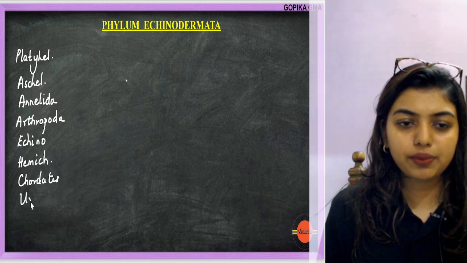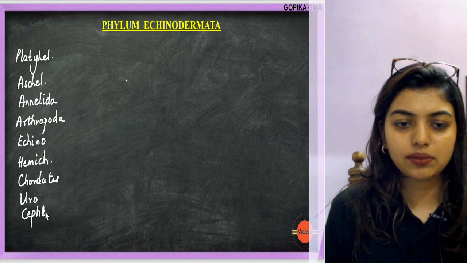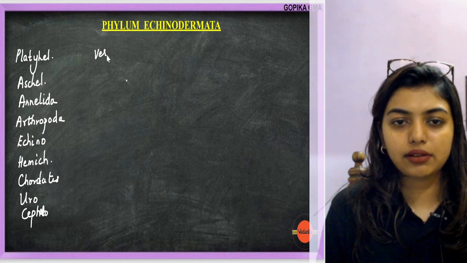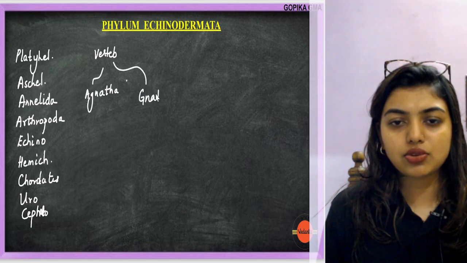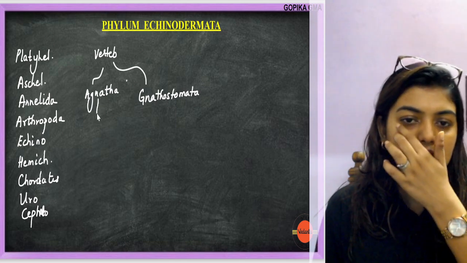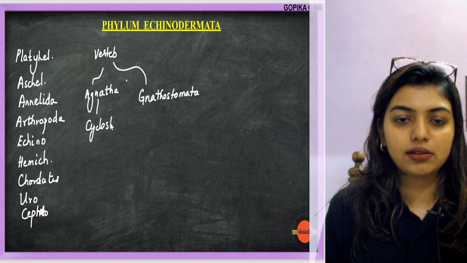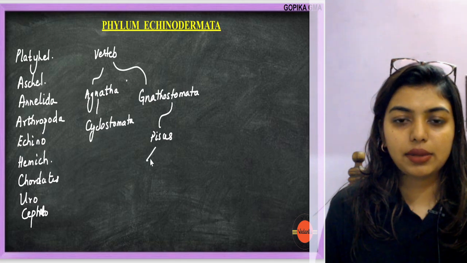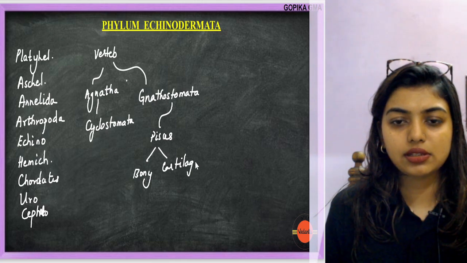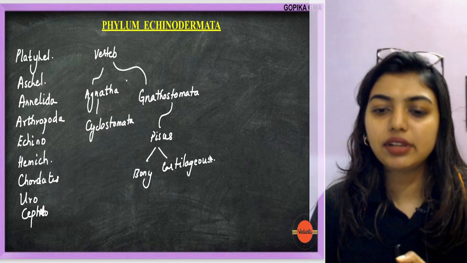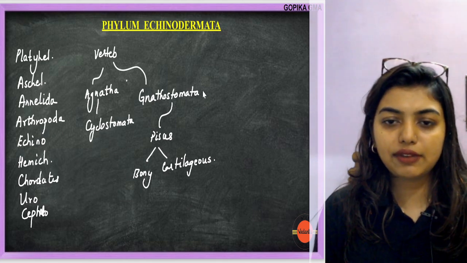Under chordates, we did Urochordata, Cephalochordata and Vertebrata. Under Vertebrata we did Agnatha and Gnathostomata. So here this we haven't done. Under Agnatha you did Cyclostomata. Then here we did Pisces. Under Pisces, we did bony and cartilaginous. So this is how much we have done in today's class. Now we are only left with one thing, which is Tetrapoda.